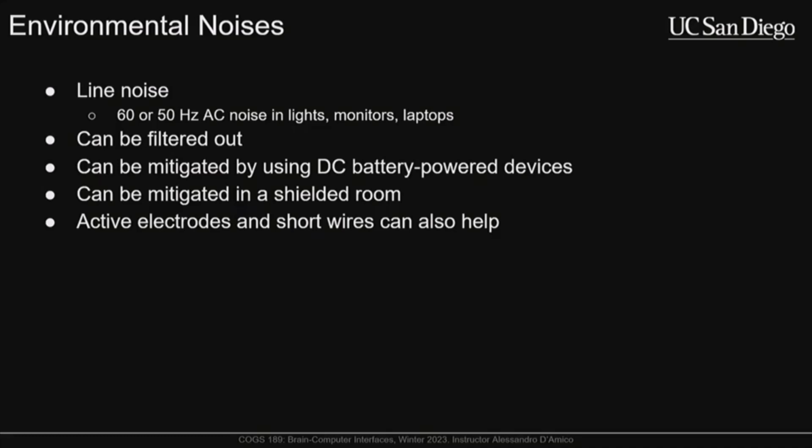Sometimes you have a policy where you want to do lights off first, but then it's like, okay, it's worth risking some 60 hertz noise to be able to collect data, so then you turn the lights back on. You can also mitigate that with a shielded room or active electrodes and shorter wires. So the longer that your wire gets, the more it acts like an antenna for picking up all sorts of EM noise in the environment. So having pretty short leads will help a lot.